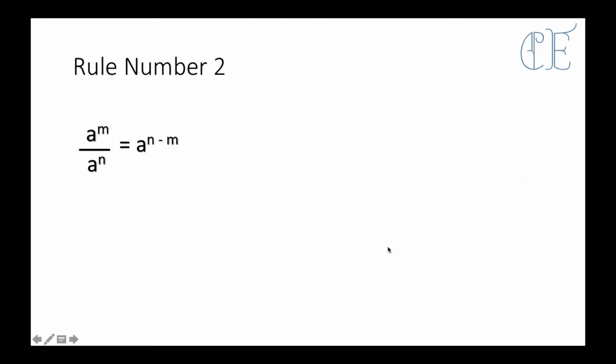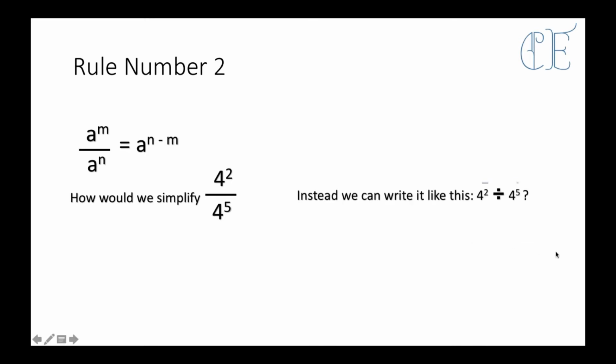Okay, let's do another one. 4 squared over 4 to the power of 5. Now this one's a little bit trickier just because we're taking away. So if we wrote it like that, you actually have to do 2 take away 5. 2 take away 5 is 4 to the power of minus 3. Okay, so 2 take away 5 is minus 3. So just be careful with those ones. You can have the minus 3 as your power.